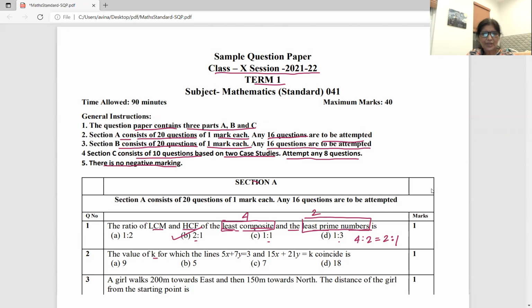Question number 2. The value of k for which the lines 5x plus 7y equals 3 and 15x plus 21y equals k coincide. Coincide means they are coincident lines. The options for k are 9, 5, 7, 18. Coincide means coincident, one line lies on top of another line. So for that, we know the condition.